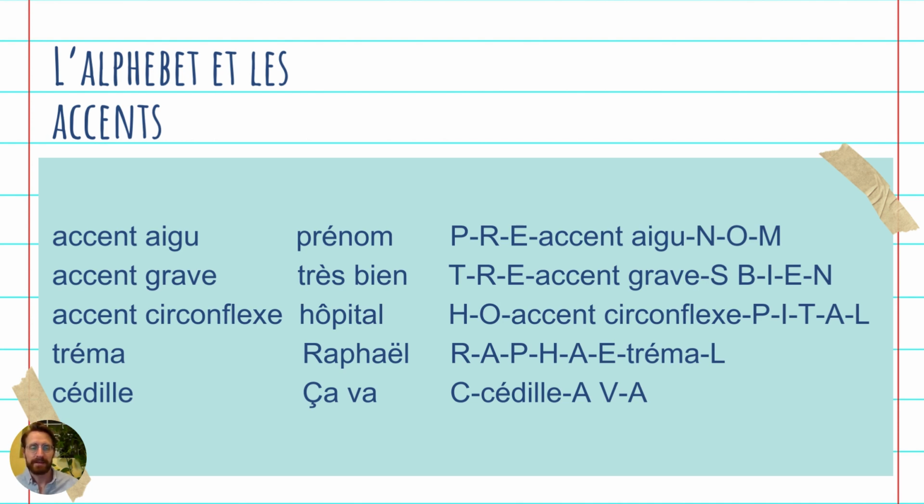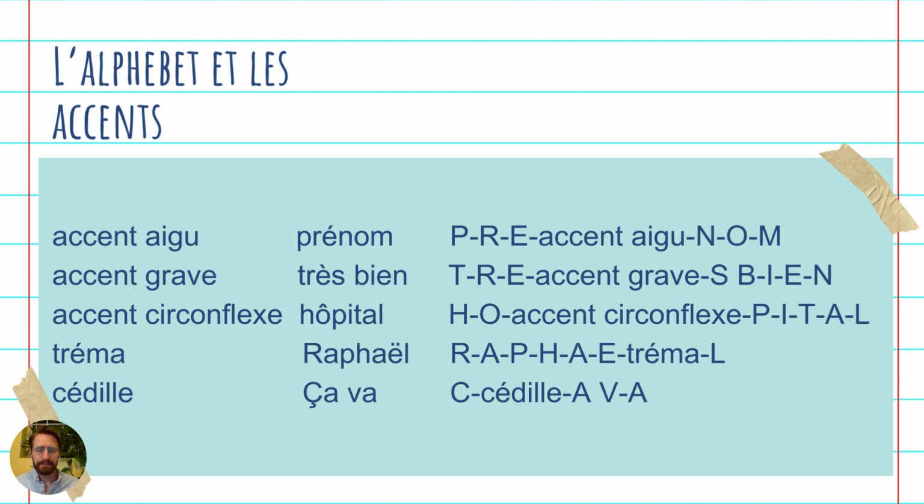Next we have tréma. Tréma. In the first name Raphaël, we have R, A, P, H, A, E, tréma, L. And finally, we have cédille. Cédille. Like for an example, ça va. So we have C, cédille, A, V, A.